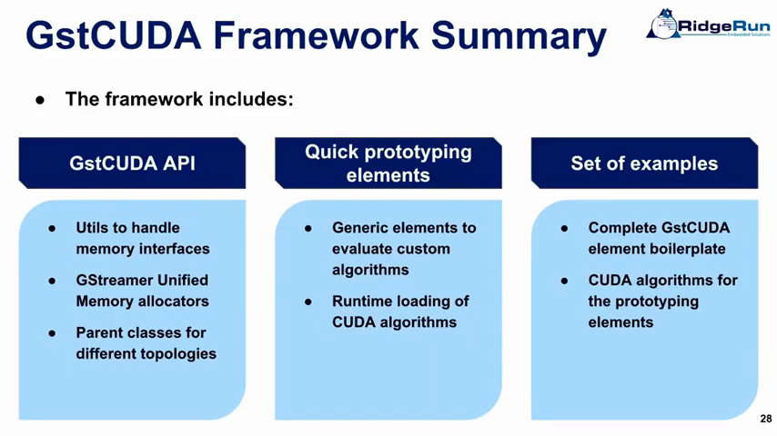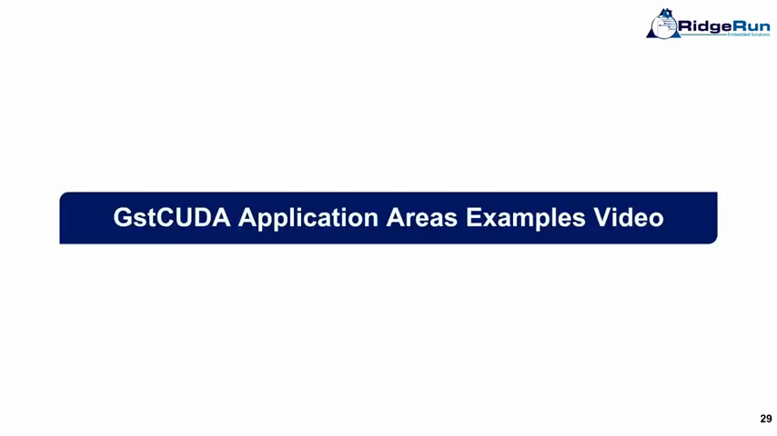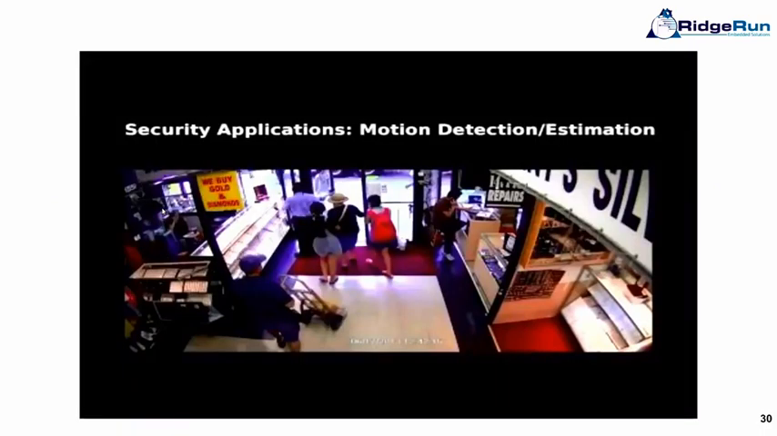So let's summarize what the framework offers. It offers the GstCUDA API, which contains all the GStreamer unified memory allocators, the parent classes that I have mentioned, and all the required structures, functions and methods to handle all the memory interfaces. Also, we offer a set of quick prototyping elements to run your CUDA algorithms easily and quickly, and a set of examples to use straight out of the box with the quick prototyping elements and also with the parent classes. And here is a quick video that shows some example applications that you could build with GstCUDA.